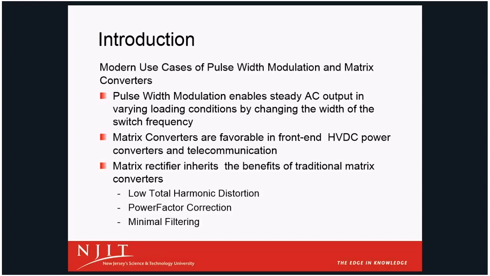The buck derived matrix type rectifier is favorable when variation of your output DC voltage is needed, and that's generally the case for battery applications where the battery voltages fluctuate, and telecommunications. Some other benefits are that the buck type has a good dynamic response and doesn't have many starting problems. The matrix rectifiers inherit some of the traditional benefits of matrix converters, such as low total harmonic distortion, power factor correction, and minimal filtering.